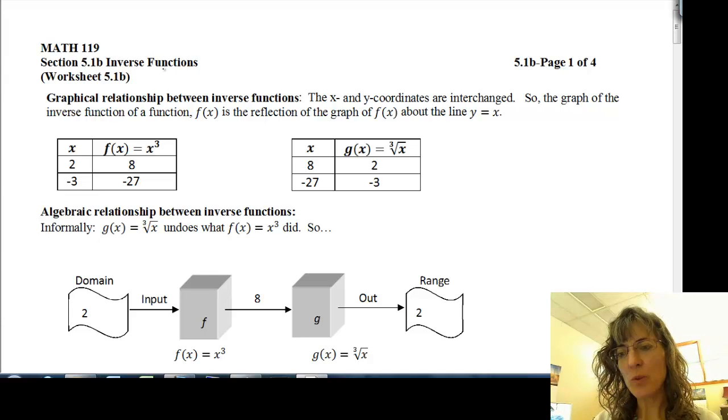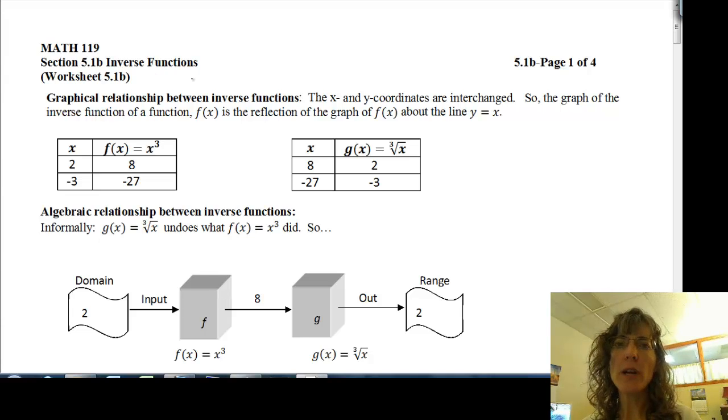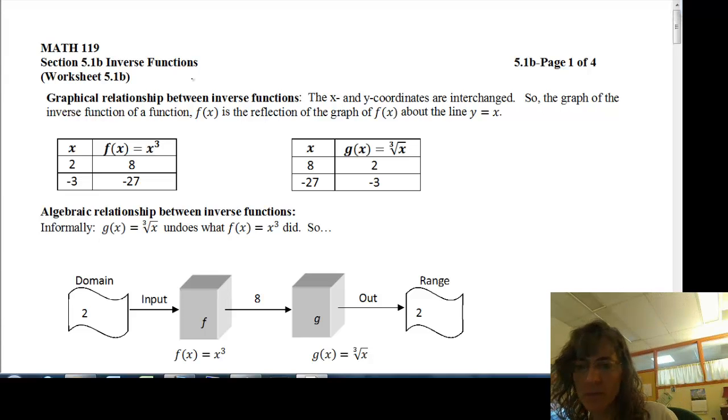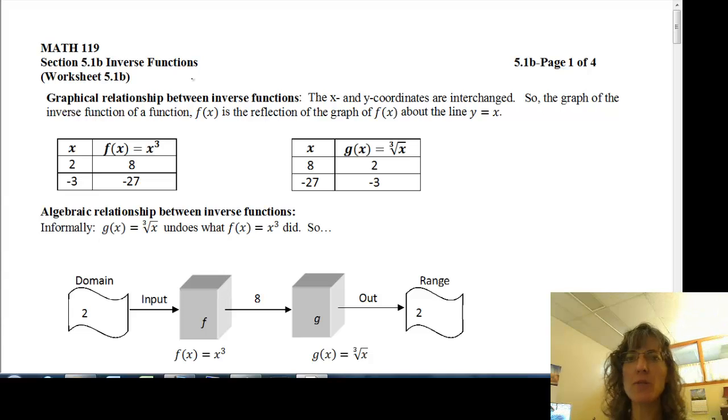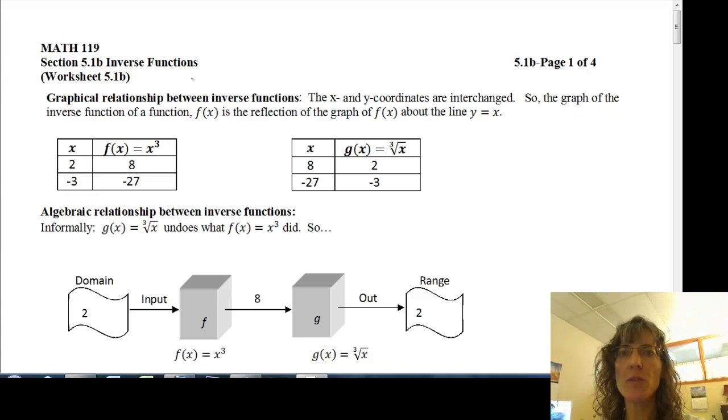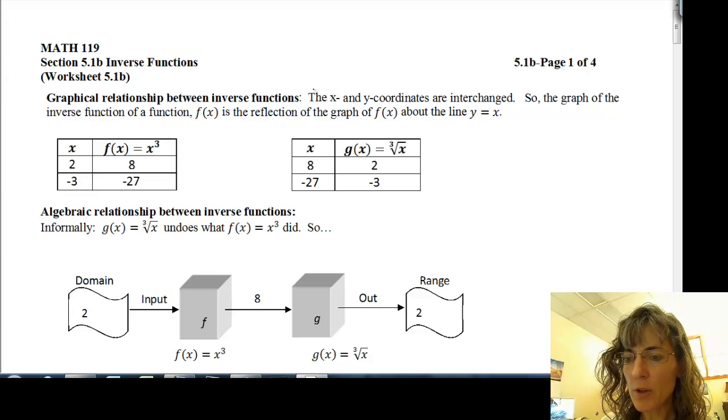5.1b. We're working on inverse functions some more, and so we're going to look and see some applications of the inverse functions, but also just doing some different calculations with them. A little bit of review first. The graphical relationship between inverse functions.